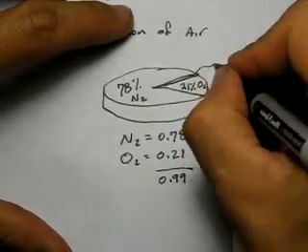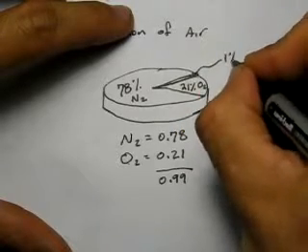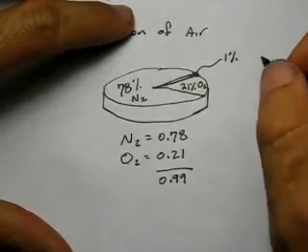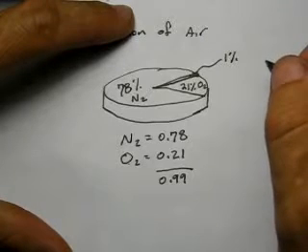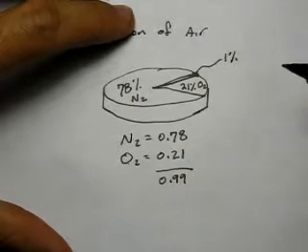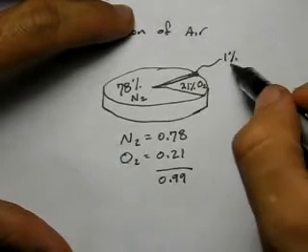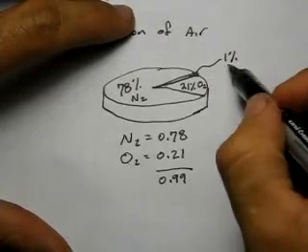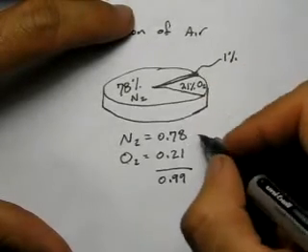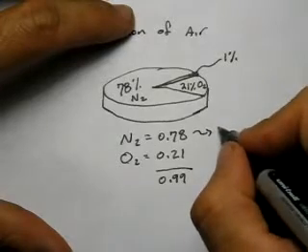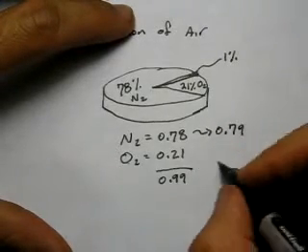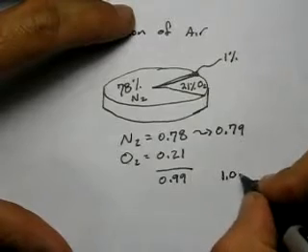The remaining 1% is trace gases, and that includes gases like carbon dioxide, neon, helium, krypton, methane, hydrogen. The list goes on and on. This amount, for all practical purposes, we consider negligible, and we would maybe throw that in with nitrogen and say that nitrogen's about 0.79, and that would leave us at 0.79 plus 0.21 is 1.0.